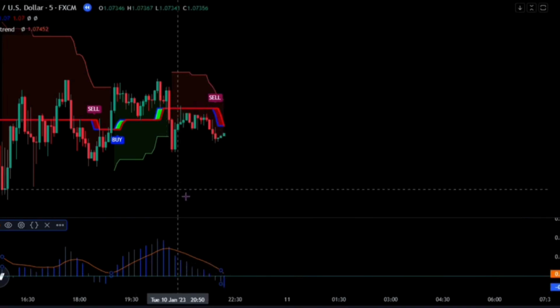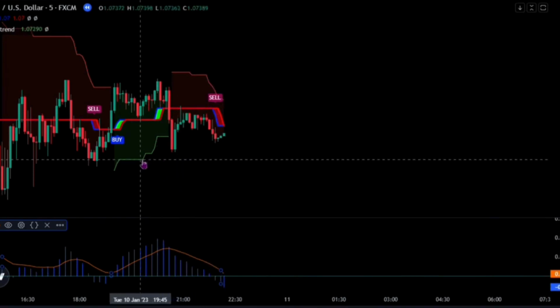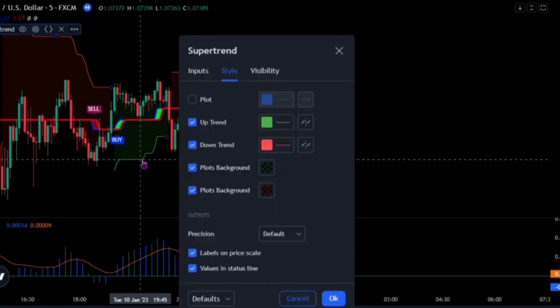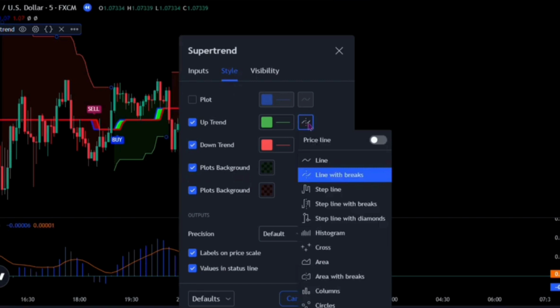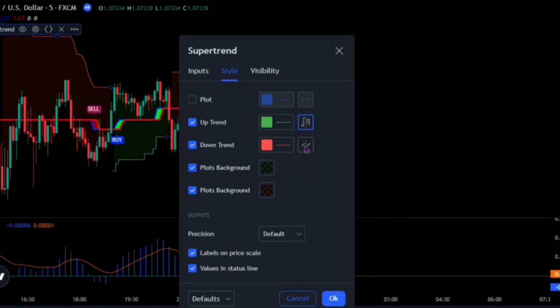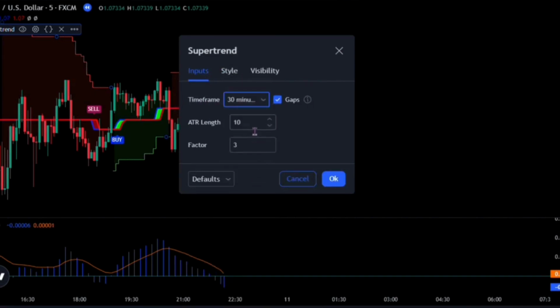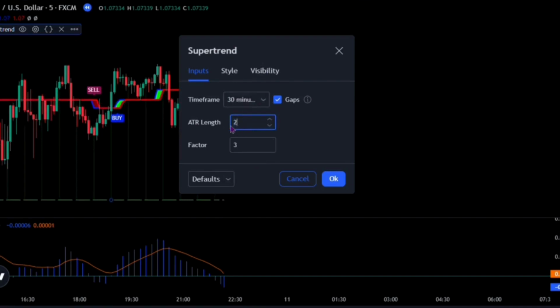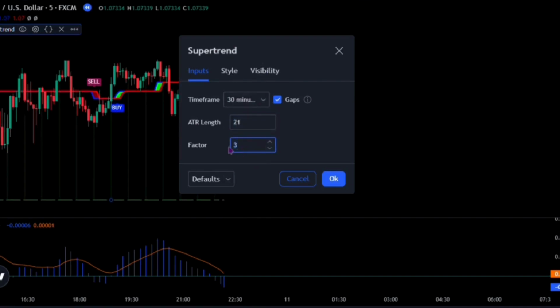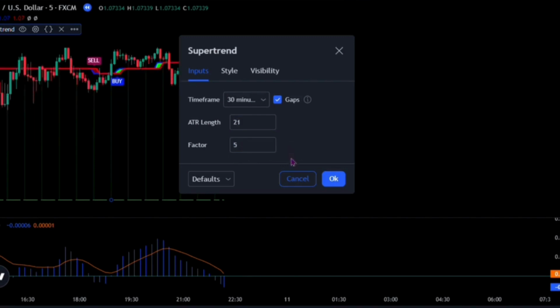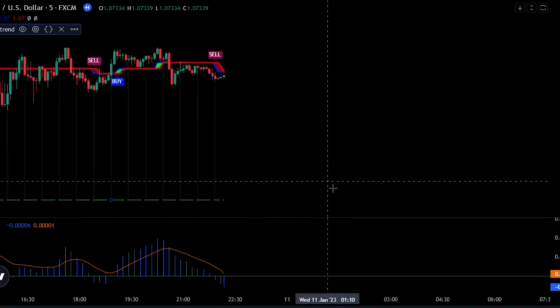Then let's move over to the second indicator to adjust its settings. Double-click on the Super Trend to bring up its settings. On the style, change the uptrend style to step lines with break. Also do the same for the downtrend. Make sure you uncheck this plot. Now head over to the inputs, change the time frame to 30, and also change the ATR length to 21, as well as changing the factor to 5. Click on the OK button to fully apply the settings.